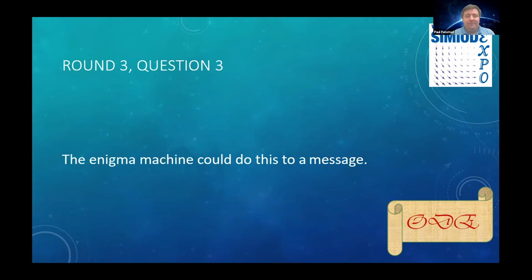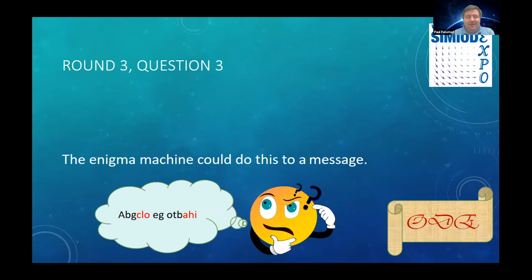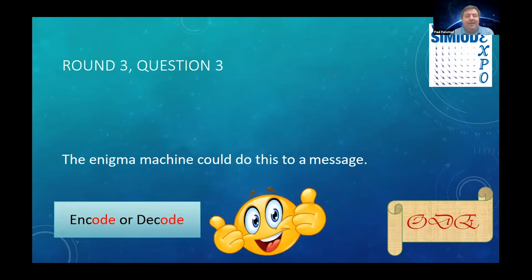Round 3, question 3. The Enigma machine could do this to a message. And I do accept 2 different answers here, which is why I have it written there. I can't really say what that is. But if I ran it through an Enigma machine, what that would have come out as is either encode or decode. It could either encode or decode a message. So yep, and I had both answers in the chat. So nicely done.